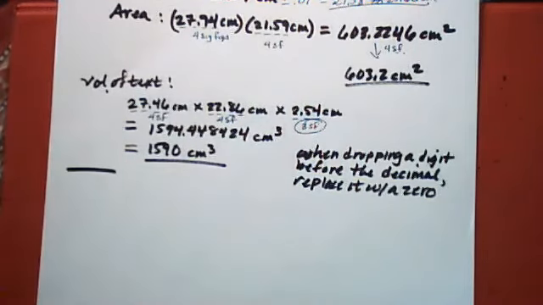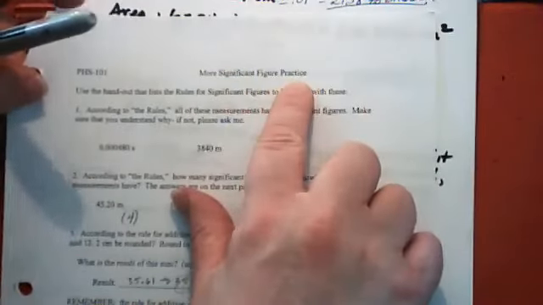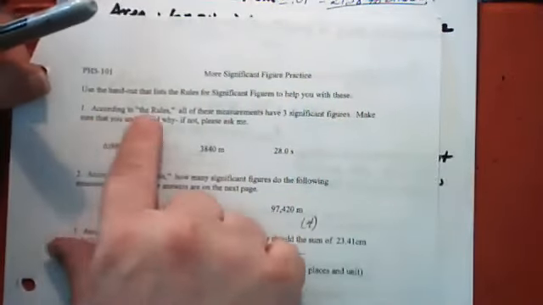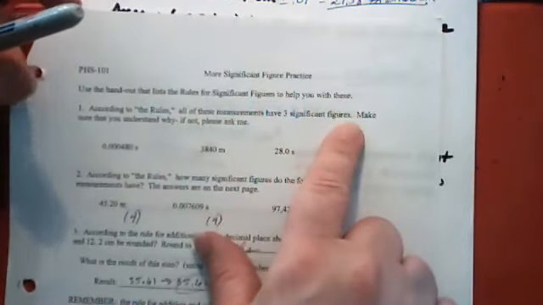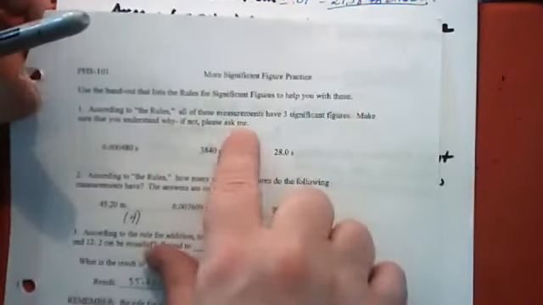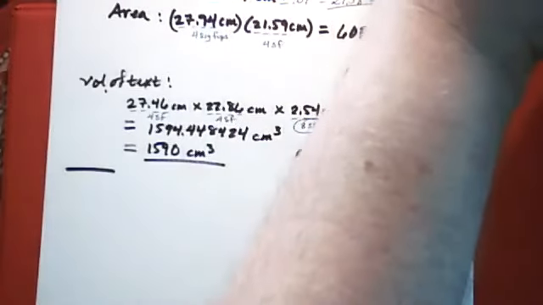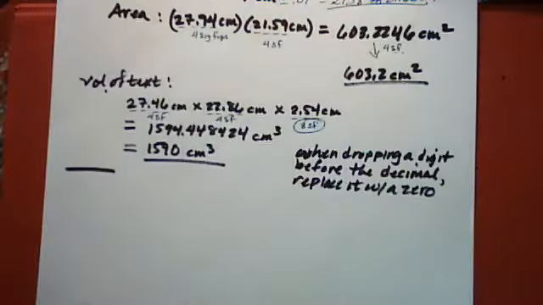Okay, next we can move on to the page marked More Significant Figures Practice. According to the rules, all of these measurements have 3 significant figures. Make sure that you understand why. If not, please ask me. I'm going to show you why, though, in a moment.